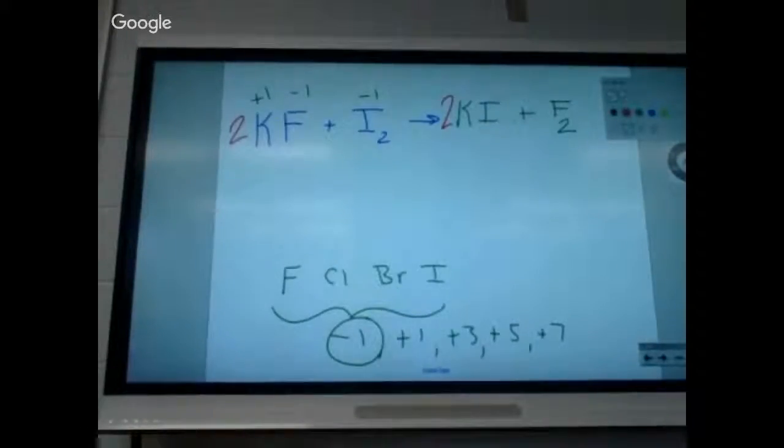Good job, Melanie. We're doing 1, 2, and 3, and then we're going to talk about how to do double replacement. If we don't have time to do 1, 2, and 3, I'm just going to talk about double replacement.